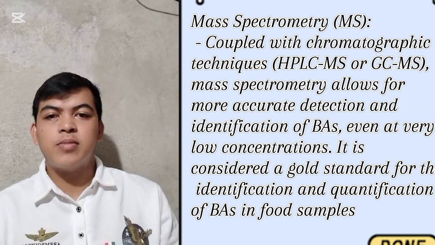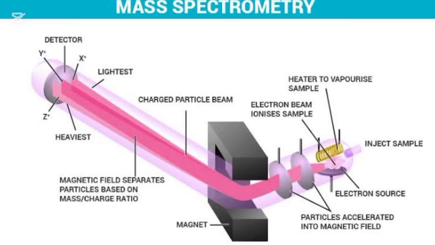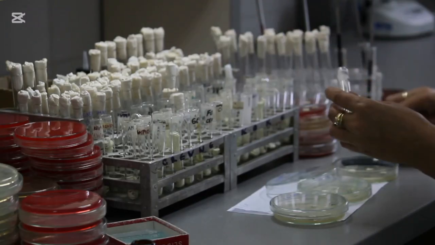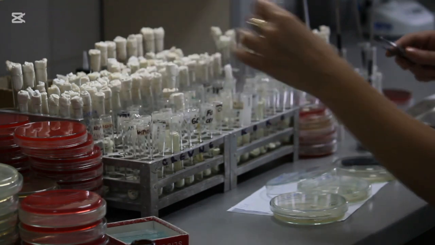Mass spectrometry. Coupled with chromatographic techniques, HPLC-MS or GC-MS, mass spectrometry allows for more accurate detection and identification of BAs even at very low concentrations. It is considered a gold standard for the identification and quantification of BAs in food samples.